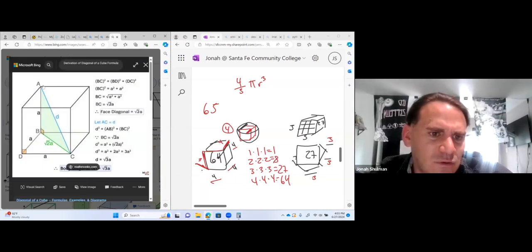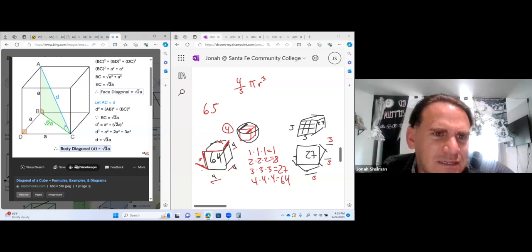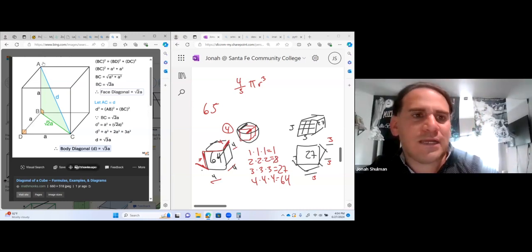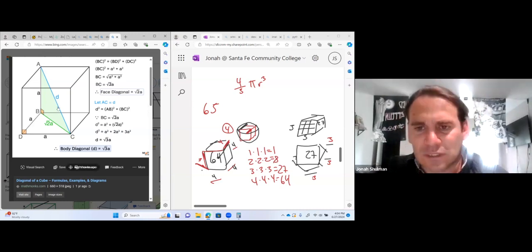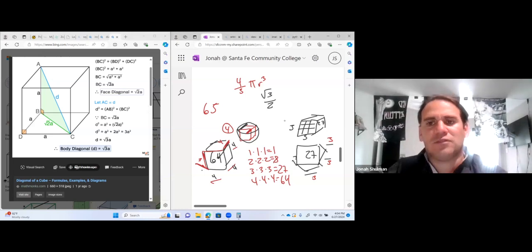So the diagonal, if we know the side length is A, the diagonal to go from one corner to another is, ready? A squared plus B squared equals C squared, right? So they're just doing the Pythagorean theorem again right here. And they know the body diagonal of this cube is square root of 3 times A. However, we don't need the whole diagonal. We just need half of it. So it's going to be square root of 3 over 2, and that's the radius.